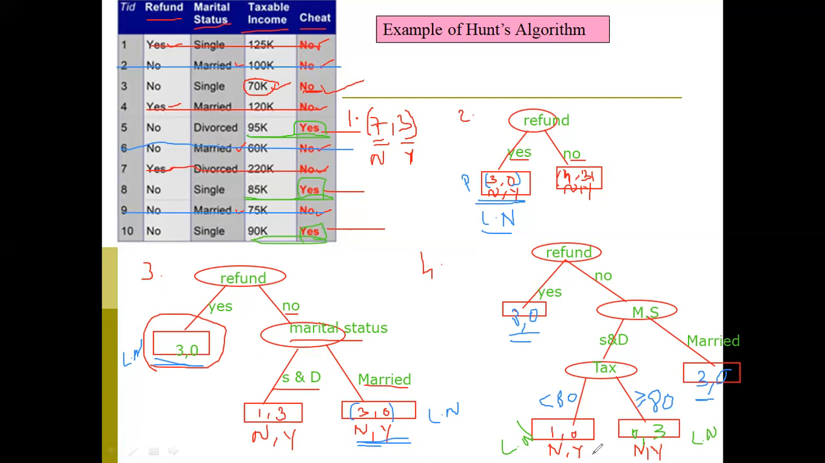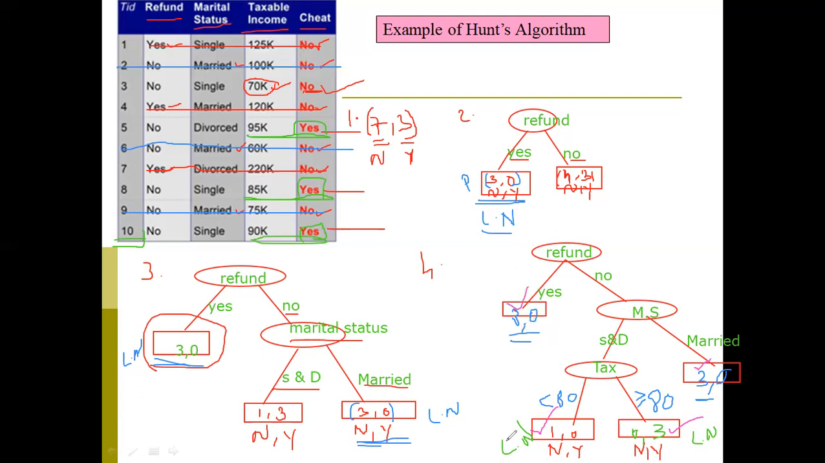If you count the values, how many records in total do we have? 10 records. Did we classify these 10 records purely or not? You can check. Here 3 records are there, 3 plus 1, under this you have 1, 4, and here also you have 3 records. 4 plus 3 is 7, 7 plus 3 is 10. So a total of 10 records are there.